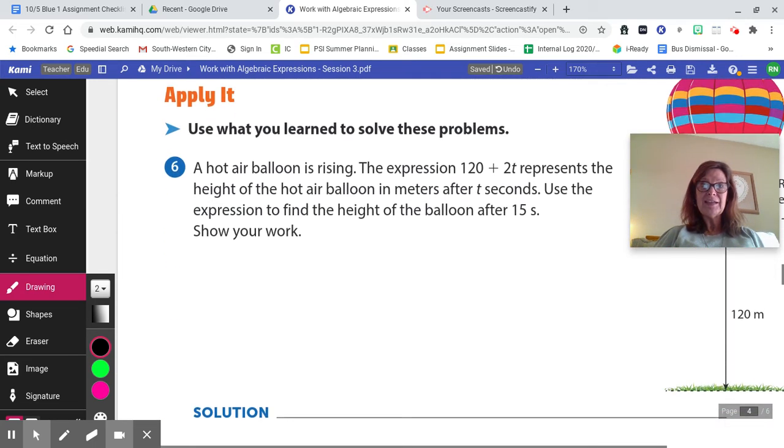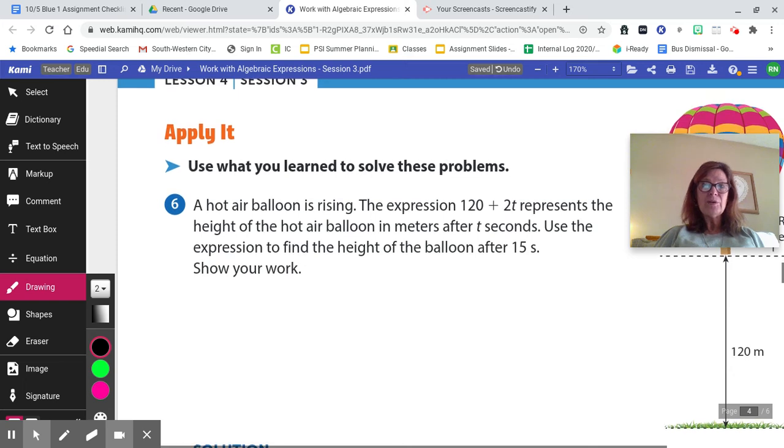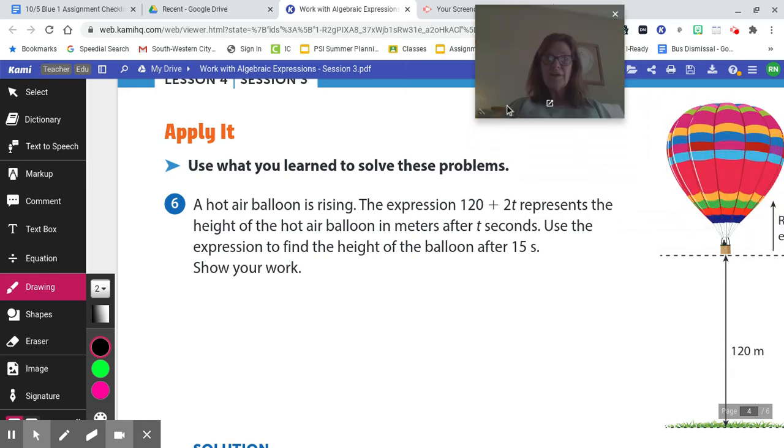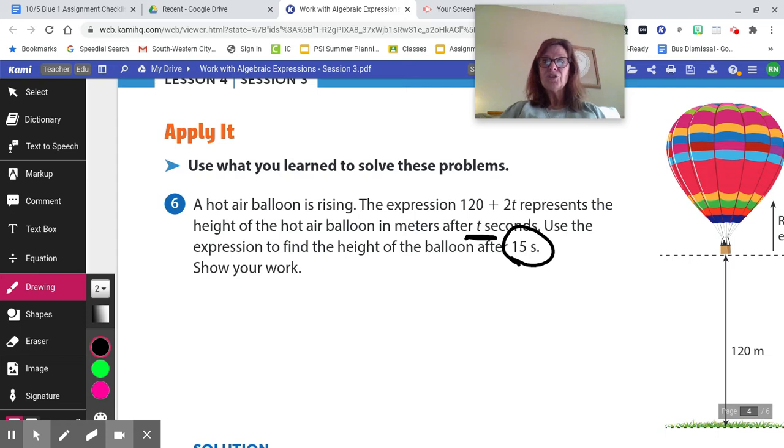We're going to apply it. In this one, we've got a hot air balloon is rising. Okay. The expression 120 plus 2t represents the height of the hot air balloon in meters after t seconds. Use the expression to find the height of the balloon after 15 seconds. Show your work. I want you to stop and see if you can solve this.